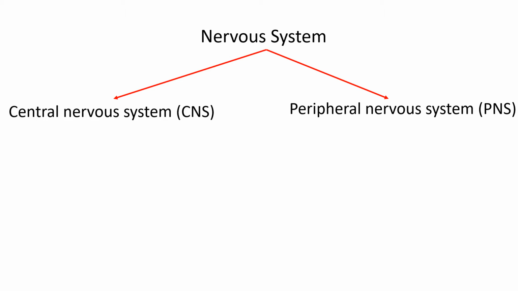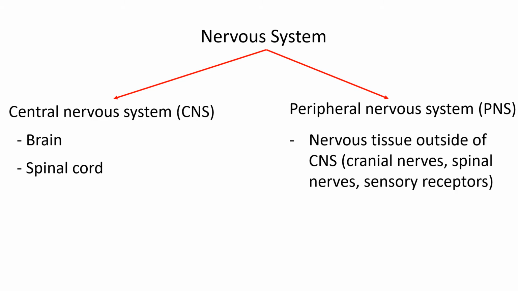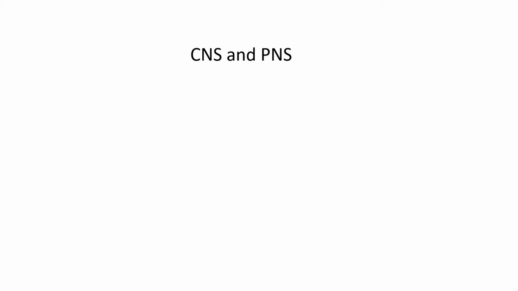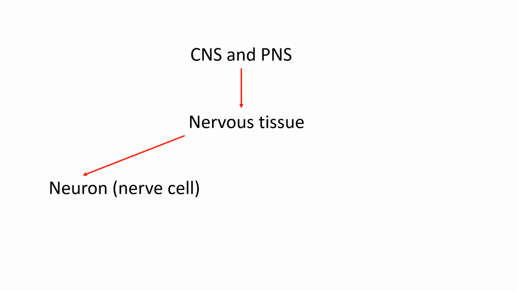Central nervous system is composed of brain and spinal cord, whereas peripheral nervous system is composed of nervous tissue outside of the central nervous system, which includes cranial and spinal nerves. Central nervous system and peripheral nervous system are composed of nervous tissue. And nervous tissue is composed of two basic cell types, neurons, also known as nerve cells, and neuroglia, also known as glial cells.